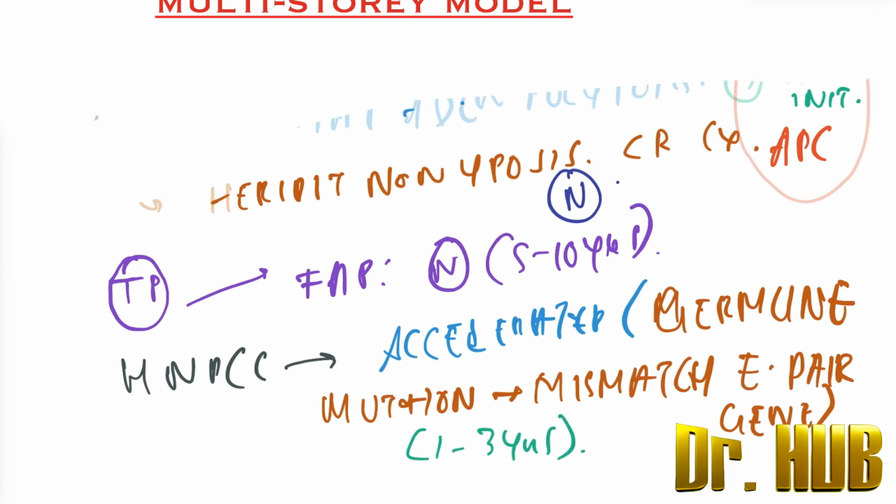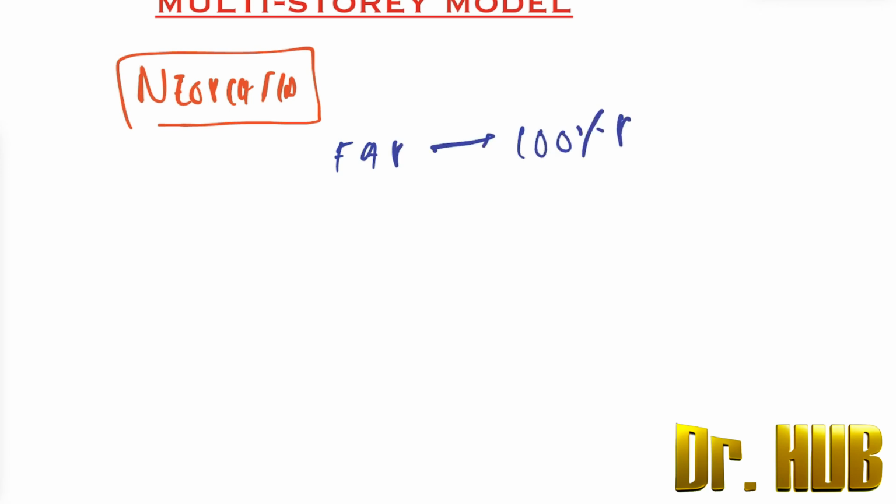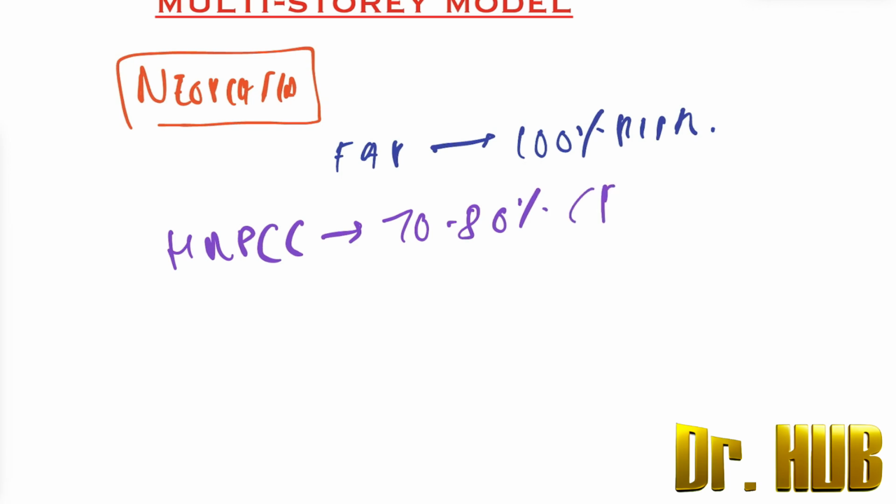Lastly, when you comment on the neoplasia, in terms of FAP, it is nearly 100% risk for colorectal cancer, whereas in terms of HNPCC, it is about 70 to 80% lifetime risk of colorectal cancer.